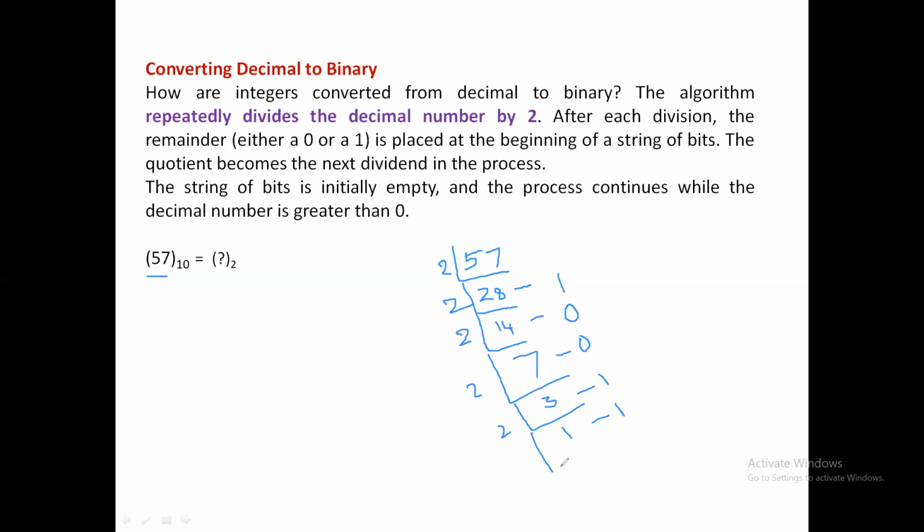And finally you divide it by 2. This time it goes with 0 only, the quotient is 0. Now the remainder becomes 1, whatever is left. And the equivalent binary number must be taken like this, in this order. Therefore it is 111001. So the answer for this is 111001 of base 2.